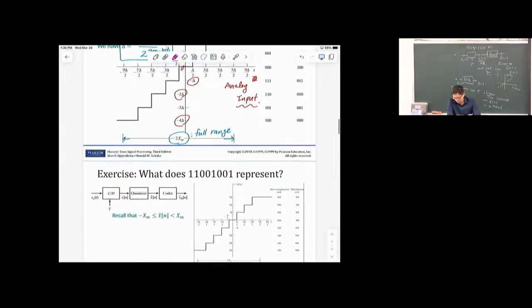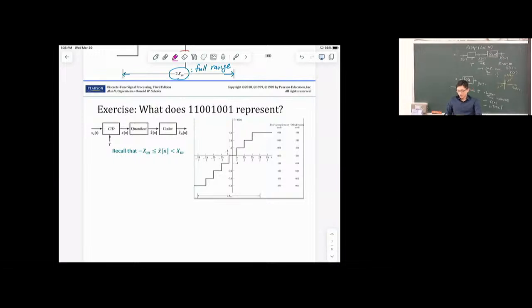So I have an exercise next, right? Suppose that we are encoding our number with how many bits? 8 bits here. Okay, 8 bits. And suppose that we have a full range of 2 times xm. Then, in particular, what does this number represent? What step value does it represent?